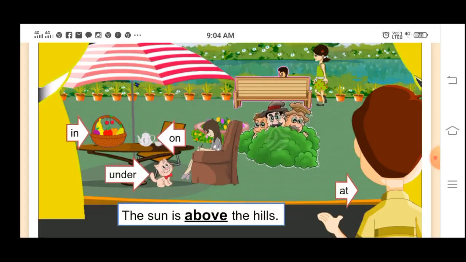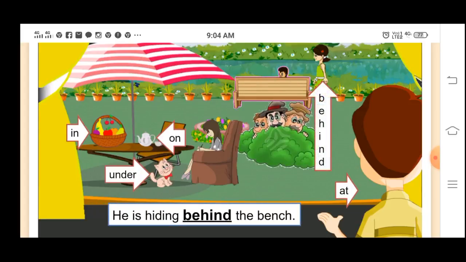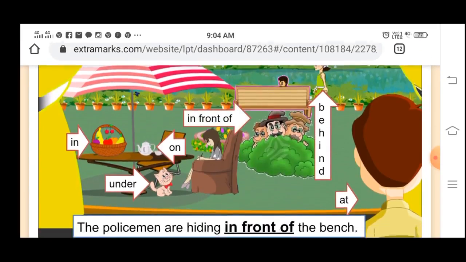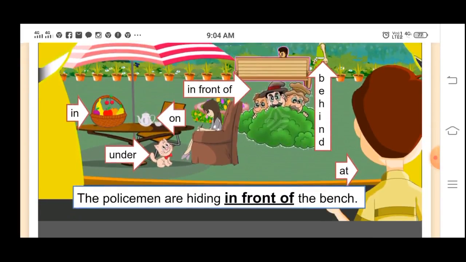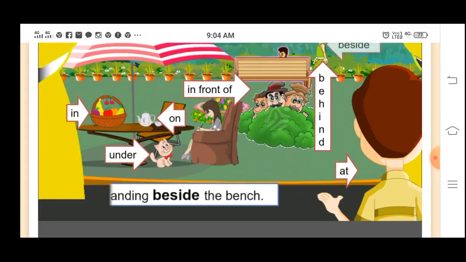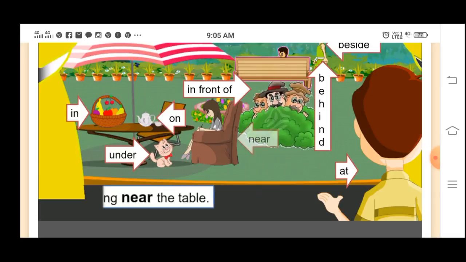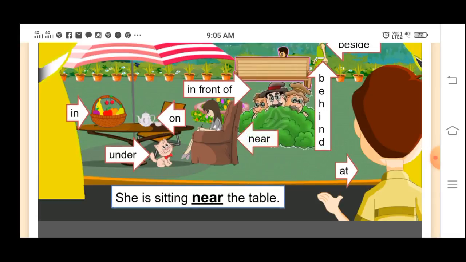Above. The sun is above the hills. Behind. He is hiding behind the bench. In front of. The policemen are hiding in front of the bench. Beside. She is standing beside the bench. Near. She is sitting near the table.